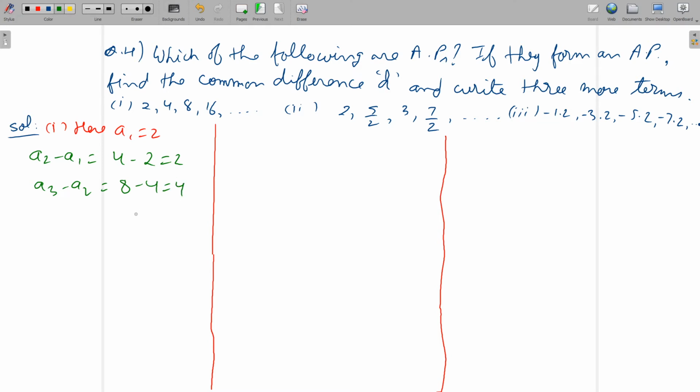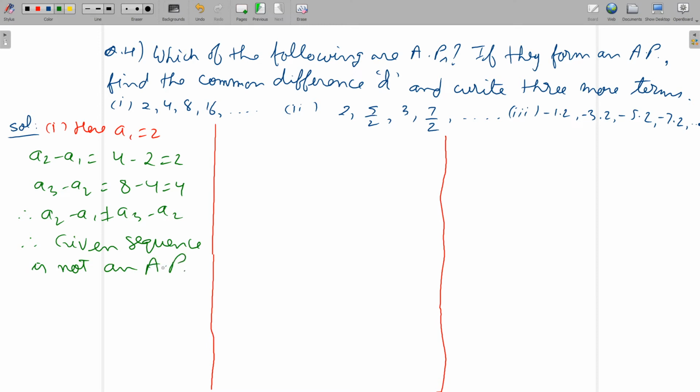Now there is no need to go further because the difference of A2 and A1 is not equal to the difference of A3 and A2. Even if we do the next step, that is we find A4 minus A3, it is not of any importance to us because the difference of all consecutive terms should be equal. But here the difference of A2 and A1 and A3 and A2 is not equal. Therefore this is not an AP. Therefore A2 minus A1 is not equal to A3 minus A2. Therefore the given sequence is not an AP.